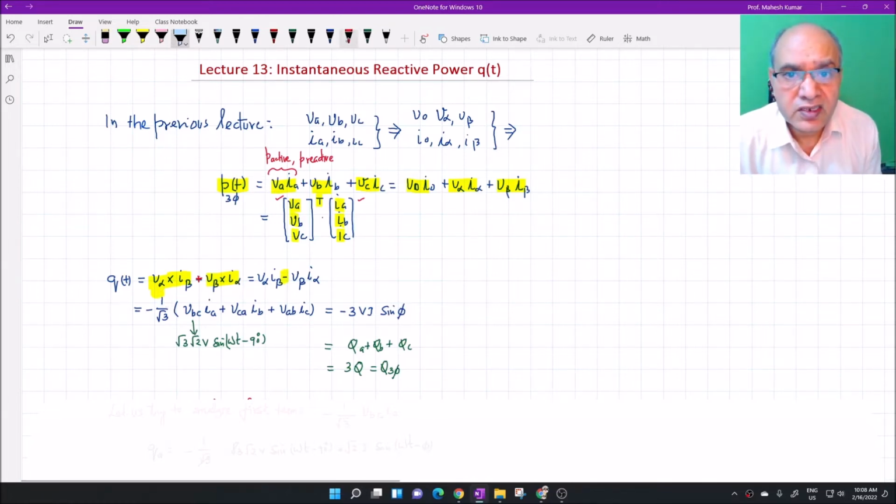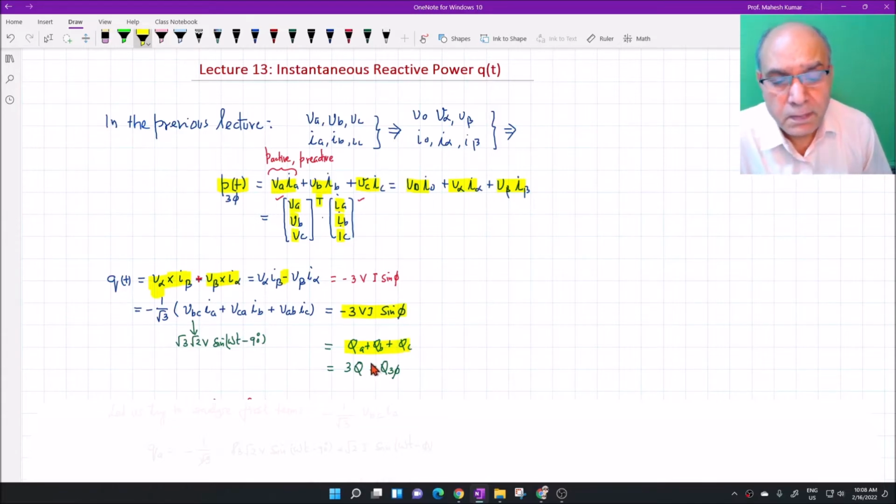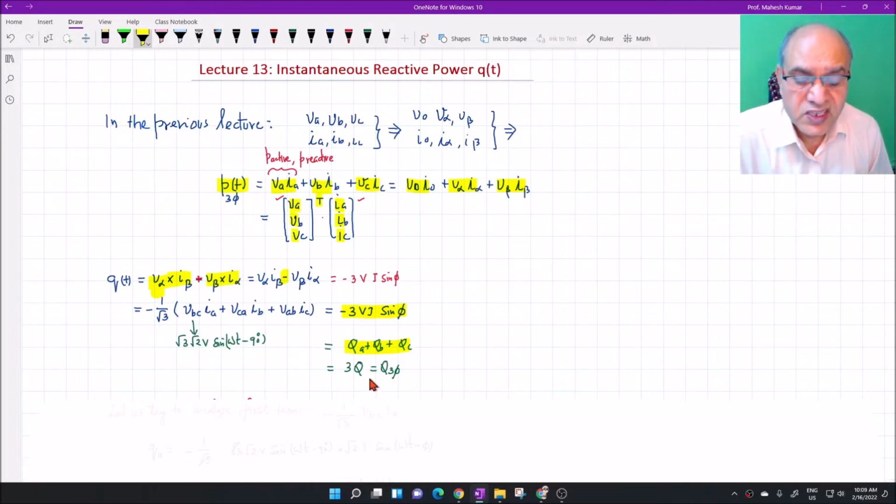We have proved that this term comes out to be minus 3 VI sin phi. I already mentioned here, so this is minus VI sin phi, which is the sum of the peak of the reactive component of each phase. If I say that per phase the reactive power is VI sin phi, then if we add these three terms it becomes 3 VI sin phi. The peak value was minus VI sin phi, so the sum is minus 3 VI sin phi.